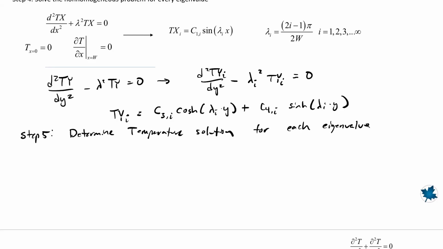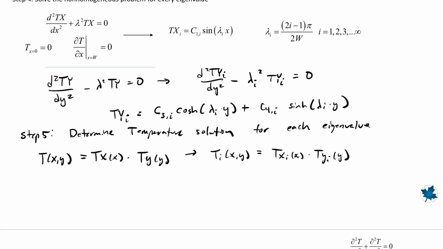So what does that mean here? The temperature solution is Txy. This is our original solution. Txy is Tx, a function of x, times Ty, a function of y. Now, because we've said lambda has a bunch of values, each lambda corresponds with a unique temperature solution. What we're actually saying is this becomes Ti at x and y is equal to Txi, which is a function of x, and Tyi, which is a function of y. We're just saying now there are individual temperature solutions for each lambda value.